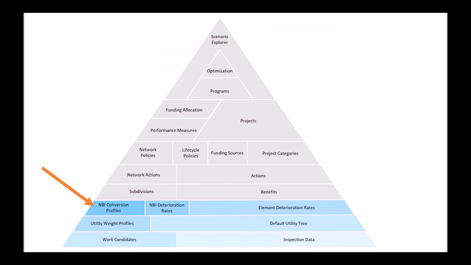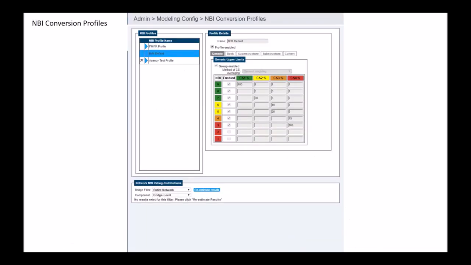Now let's talk about the NBI conversion profiles. I mentioned this a minute ago. The other way to generate future NBI values is to convert them from the element values as they deteriorate. And this is done using these NBI conversion profiles. The same profiles are used to recommend NBI values on the element inspection data in the condition page, which we mentioned a few videos ago.